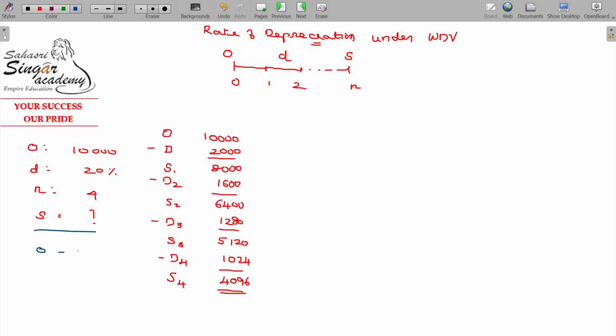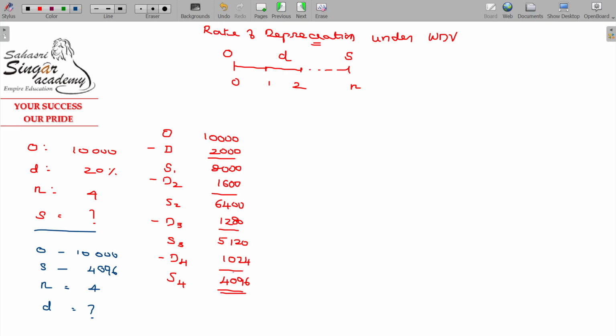original value of the asset being 10,000, scrap value of the asset being 4,096, and the life in years being 4. What is the rate of depreciation? Sir, I will use small d. What notation have I used for rate of depreciation? Small d. Now the question is, what is the d? How can we calculate the d straight away?